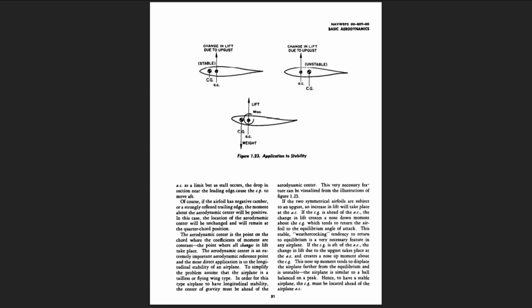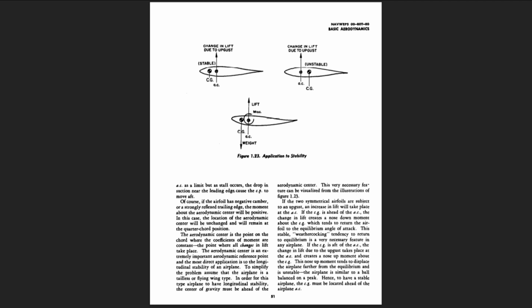The aerodynamic center is an extremely important aerodynamic reference point, and the most direct application is to the longitudinal stability of an airplane. To simplify the problem, assume that the airplane is a tailless or flying wing type. In order for this type of airplane to have longitudinal stability, the center of gravity must be ahead of the aerodynamic center. This very necessary feature can be visualized from the illustrations of figure 1.23.